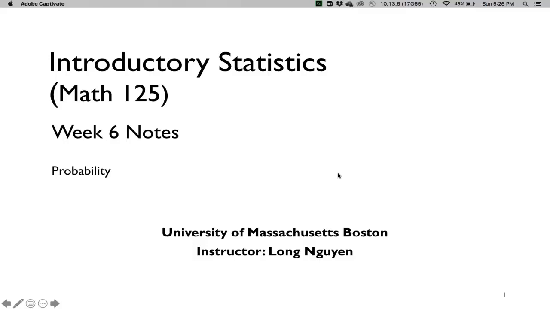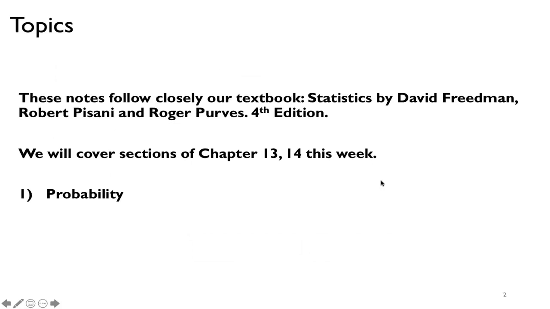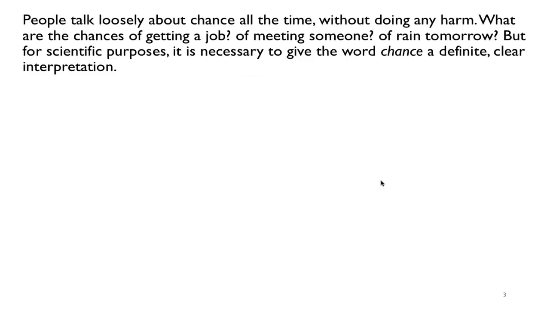This is week 6. We'll talk about probability. We'll cover chapters 13 and 14 this week. So we want to be able to define what probability is. What does it mean to say something like, what's the chance that something's going to happen, what's the chance of getting a job, what's the chance of having rain tomorrow.